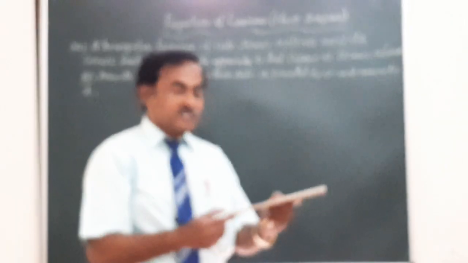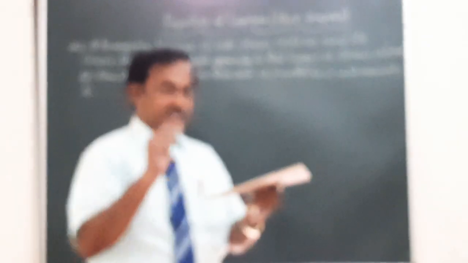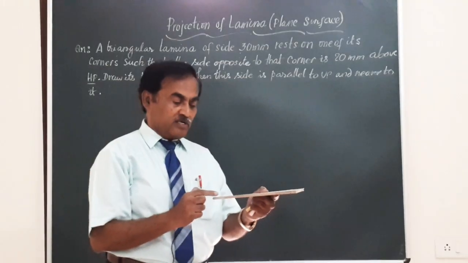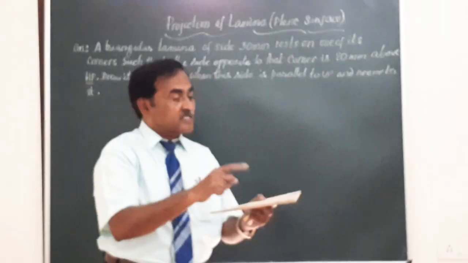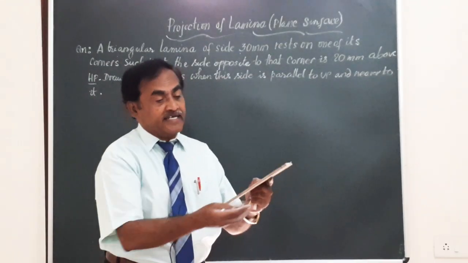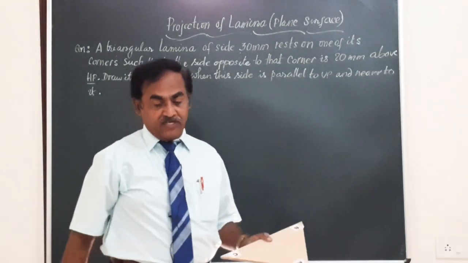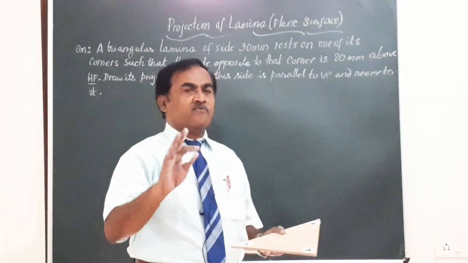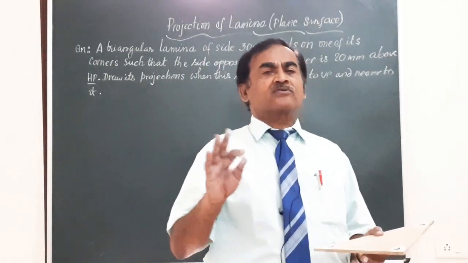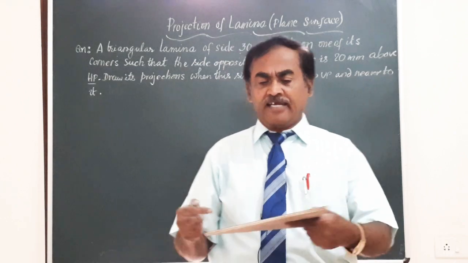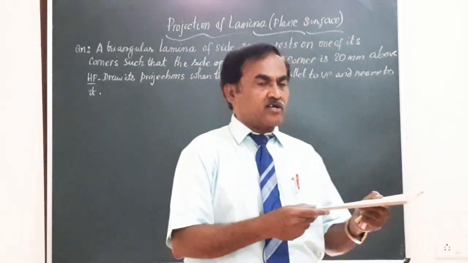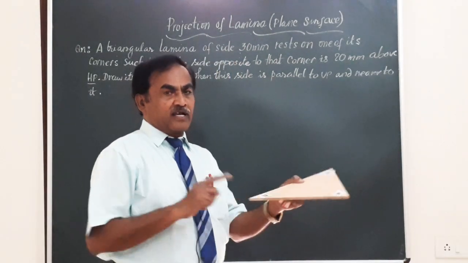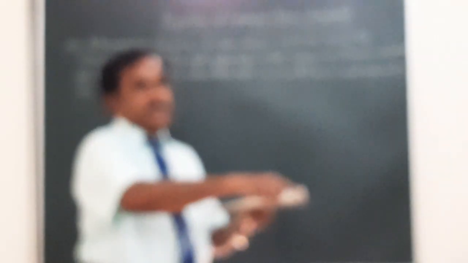So, he says there is a triangular lamina of side 30 mm which is resting on one of the corners, say C, and the surface of that lamina or the side opposite to that is at a height of 20 mm from HP. So, in any of the problems of lamina, if it has to rest on a side, keep that side to your left and perpendicular to VP, or if it has to rest on a corner, keep that corner to your left such that there will be one side like this.